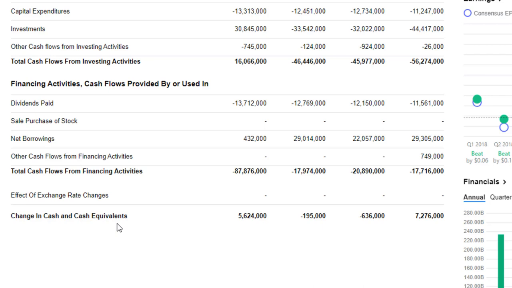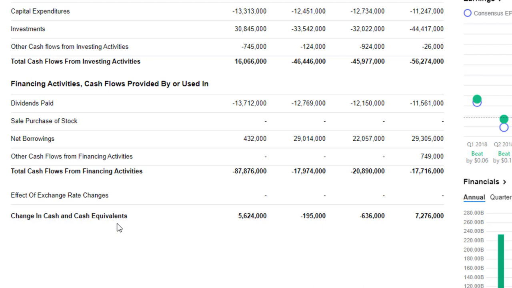Basically, it means dividends paid. How much money did Apple spend to pay dividends to its stockholders? For 2018, it spent $13.7 billion. Did it buy or sell any stock, the sale or purchase of stock? It didn't change a lot. It would be negative if it bought stock, because that would be an outflow of cash. And if it sold its stock or issued new stock, it would be a positive number, because more people would buy stocks.